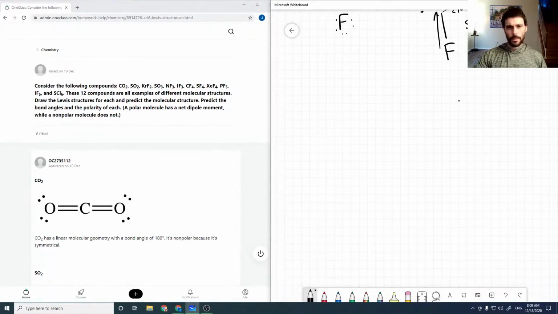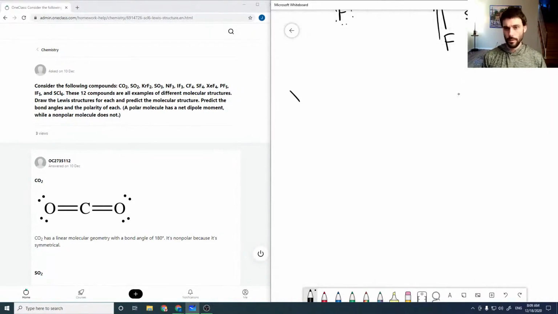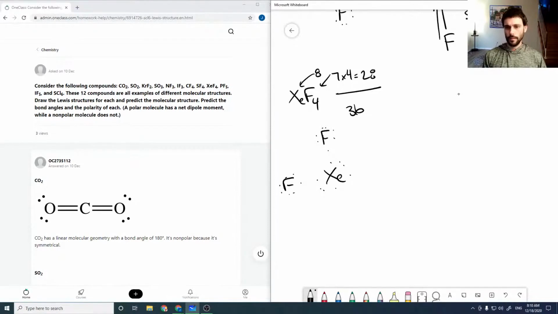Okay. And then xenon F4. So we've got 8 valence there. 7 times 4 equals 28. So for a total of 36. Our xenon is going to need to have 4 bonding partners, but it has an extra couple electrons, so I'll just plunk them there. And like this, so we've got our bonds. And so then our molecular structure.